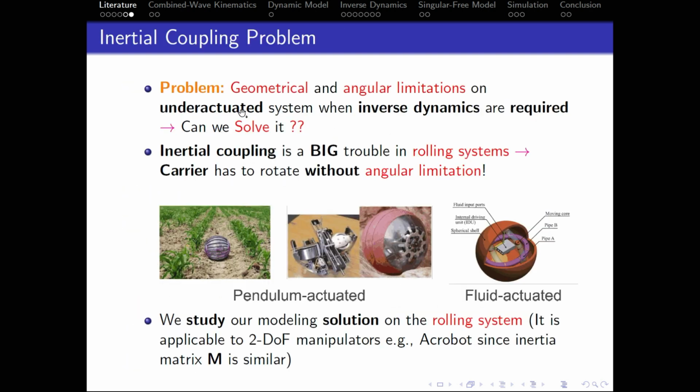So as a problem, we are trying to see how we can solve these geometric and angular limitations when we use inverse dynamics. This inertial coupling is much more troublesome in rolling systems as well, because we want to have full angular rotations in these systems. So we study our modeling solution on rolling systems, where it is applicable for different 2 degrees of freedom manipulators because of the similar inertial matrix.